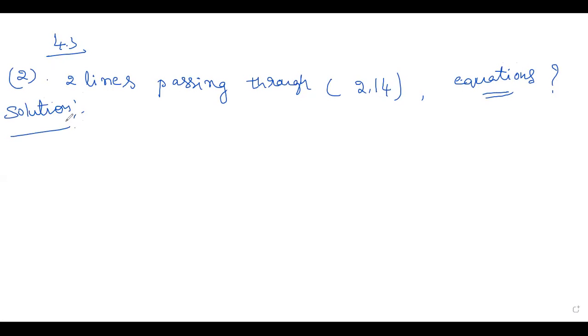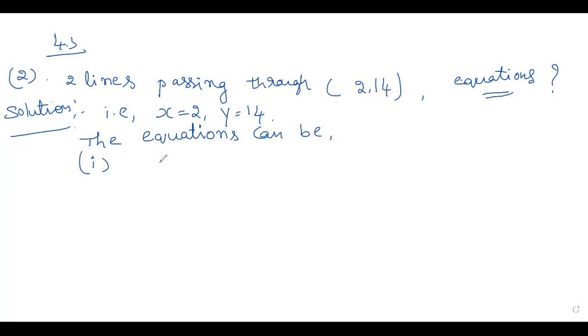Solution. They have given 2 points here. I will write x is equal to 2 and y is equal to 14. How can you write the equations? The equations can be, I'm writing the first one, children. You can write it as x plus y is equal to 16. Right? I'm adding x and y here.